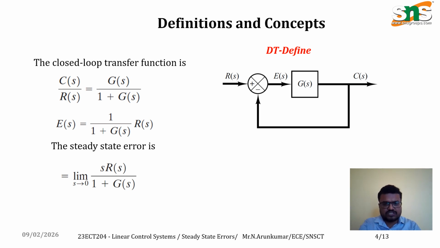The next one is steady state error. So here E of S indicates the error of the system. Then we need to represent the errors in the steady state response by multiplying by S and taking the limit S tends to 0, so that we can get the steady state error of the corresponding transfer function of the systems.